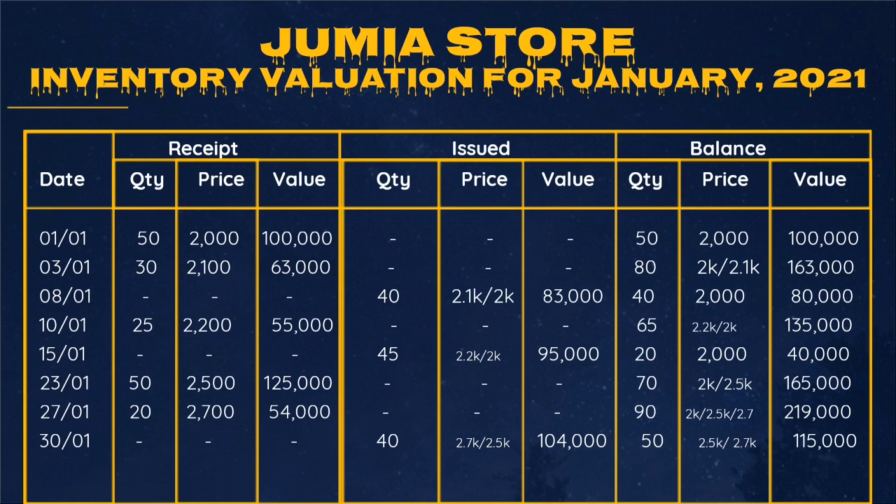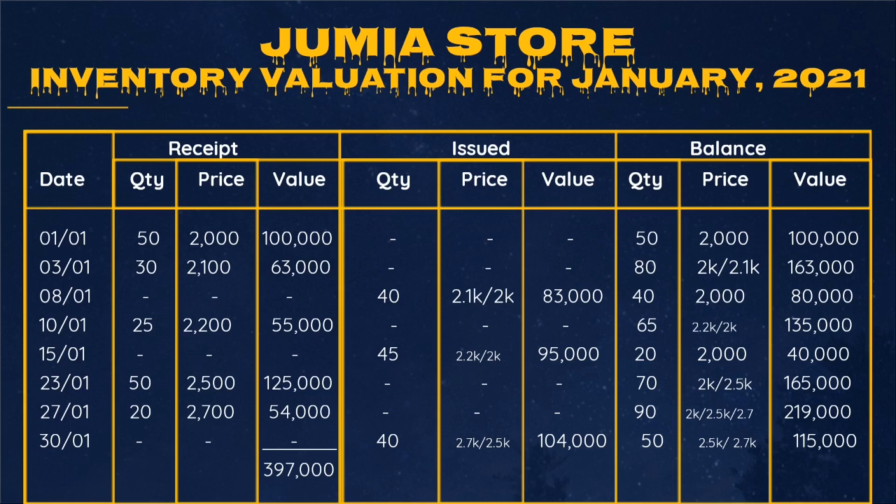Now let's go to the receipt side. If we close the value, if we add all the values together, the amount will be 397,000 naira. So that represents the total amount of purchases for the month of January, which means in the month of January, total purchases is 397,000 naira.